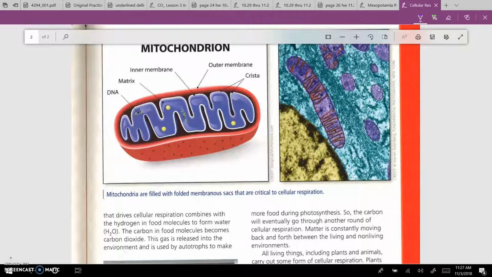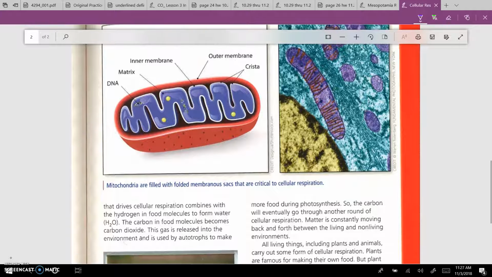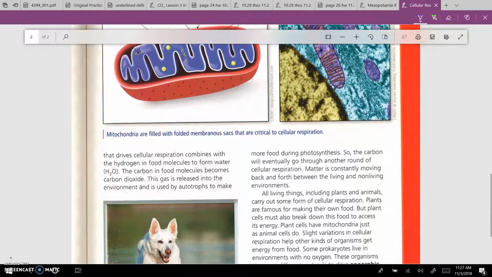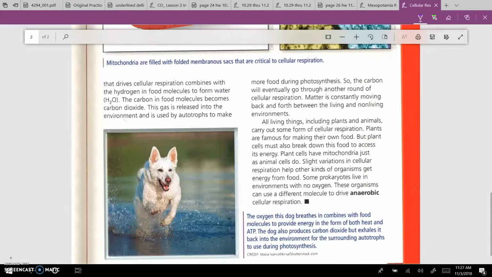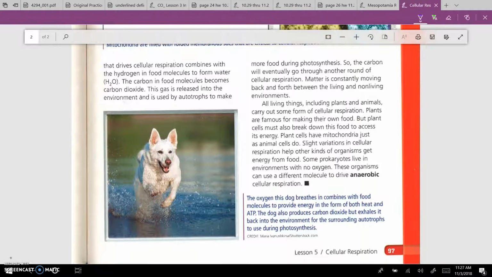The oxygen that drives cellular respiration combines with the hydrogen in food molecules to form water, or H2O. The carbon in food molecules becomes carbon dioxide. This gas is released into the environment and is used by autotrophs to make more food during photosynthesis. So the carbon will eventually go through another round of cellular respiration. Matter is constantly moving back and forth between the living and non-living environments.